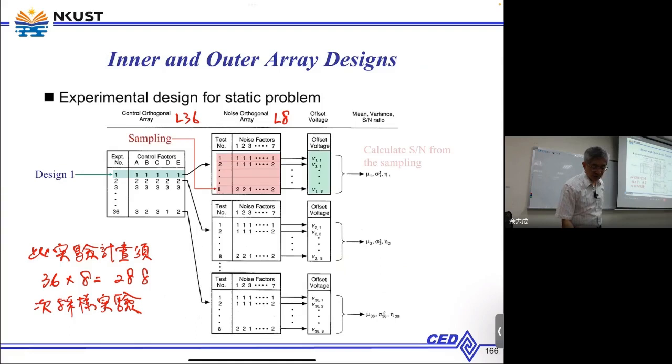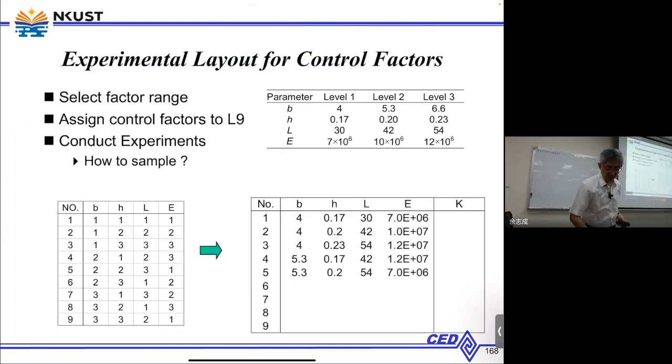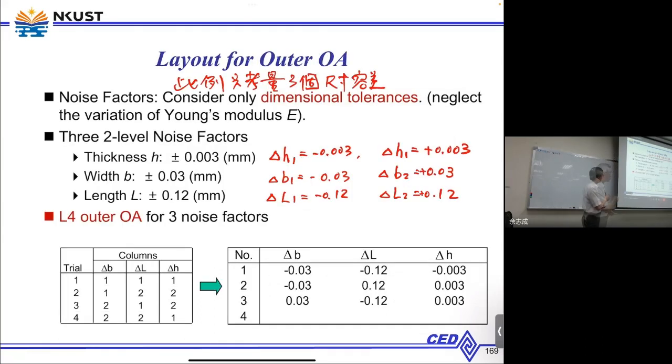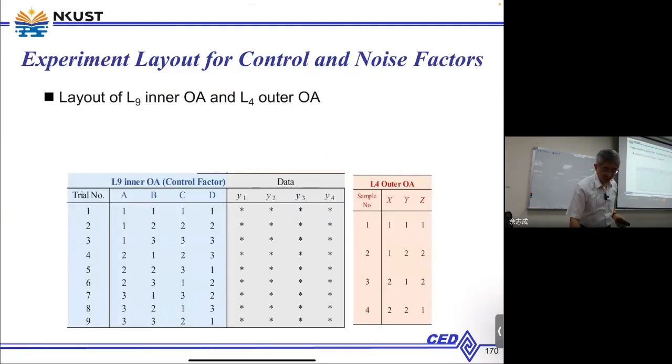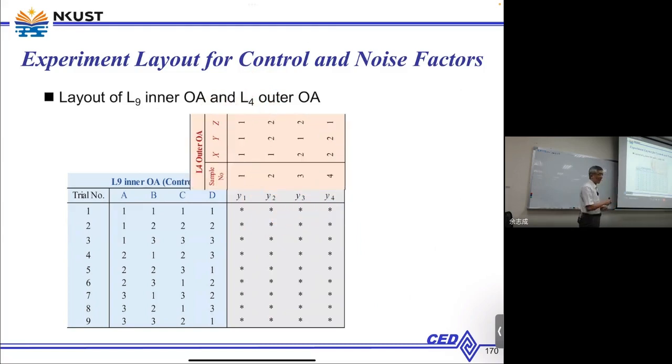Using the cantilever beam as an example. In the classroom example, we use 4 control factors, E, B, H, L, and here we only consider 3 noise factors. This is our 4 control factors arranged in L9. And this is the 3-dimensional torus, and we arrange that in an L4 orthogonal array. So the total number of experiments will be arranged in this format.